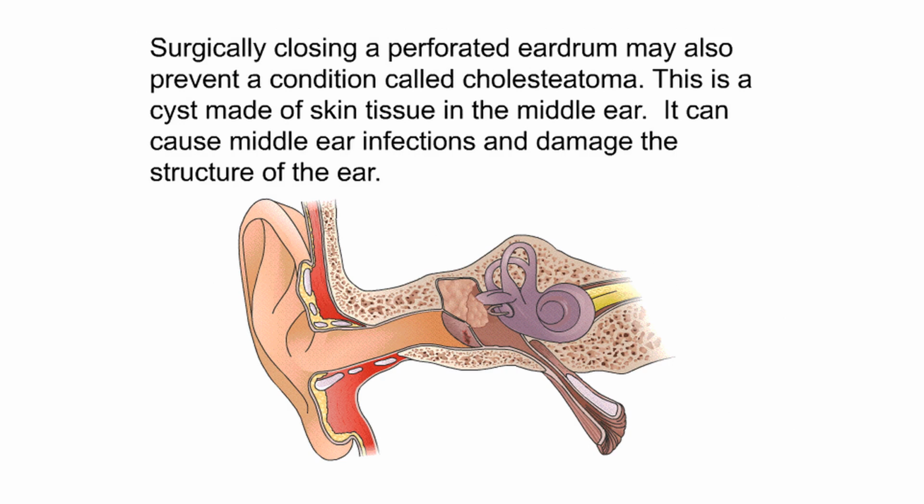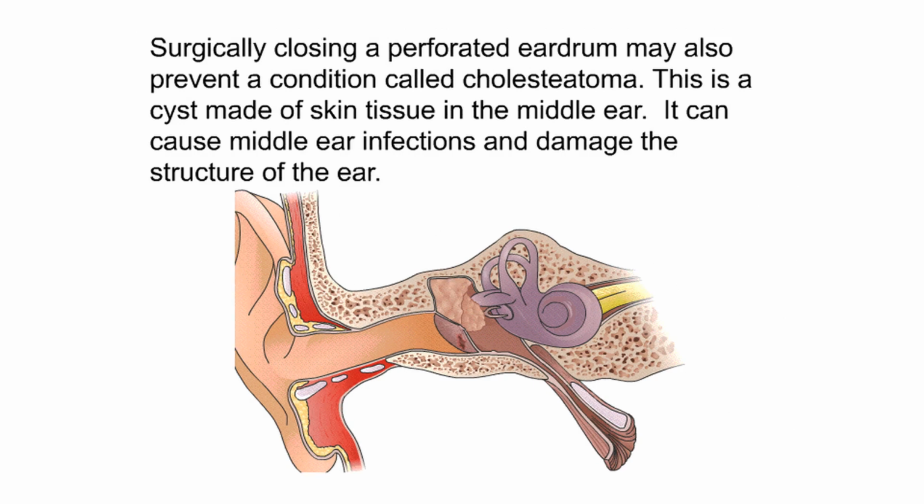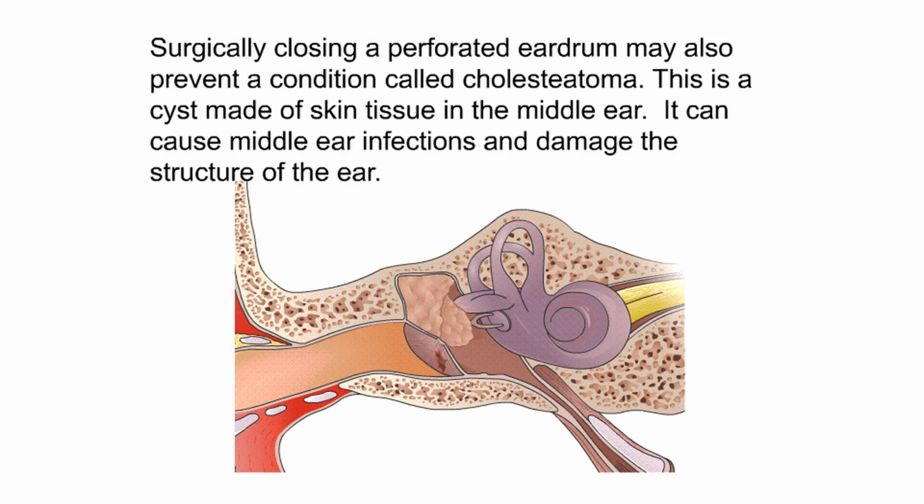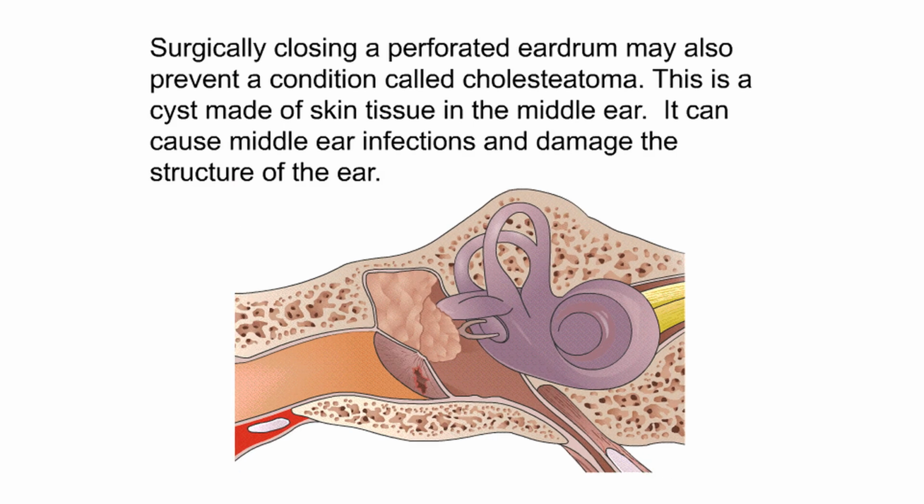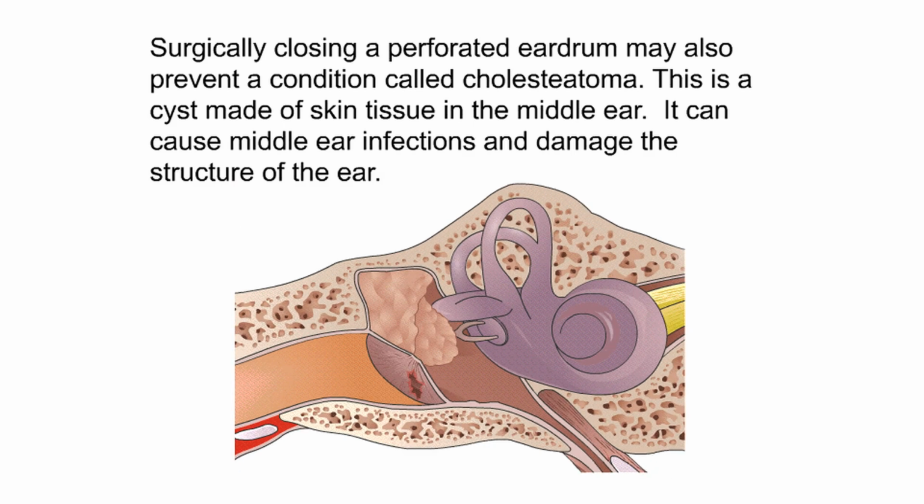Surgically closing a perforated eardrum may also prevent a condition called cholesteatoma. This is a cyst made of skin tissue in the middle ear. It can cause middle ear infections and damage the structure of the ear.